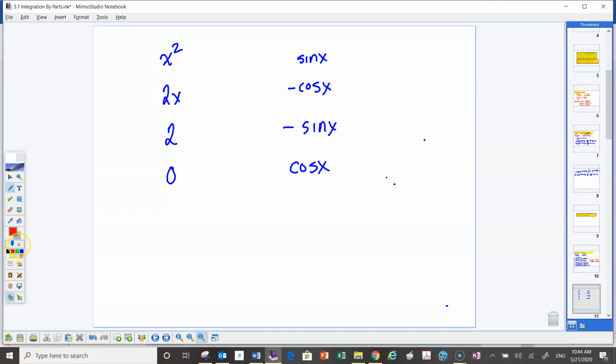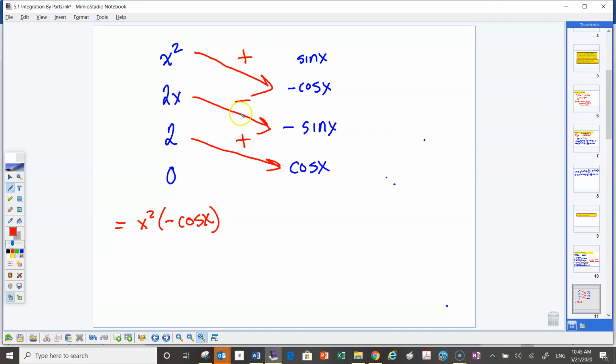Now, we draw in our arrows starting at the top term in the left column, going to the second term in the right column, and so on, starting with a plus sign, then minus, then plus. So basically I multiply the terms attached to the first arrow first, so it's going to be x squared times negative cos x, and then minus 2x times negative sine x, and then plus 2 times cos x.